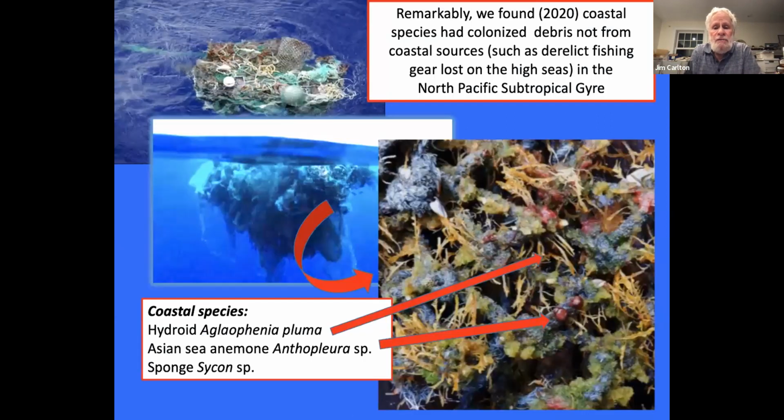And what we remarkably found was that on some of that debris, not tsunami debris, and not debris from coastal sources, because things like these large fishing nets are lost on the high seas, there were coastal species that had settled. Hydroids, our little friend the anemone, and sponges, polychaetes, and other species. And we began to realize that between this and the material that we were seeing after a decade that was still floating around out there, the coastal species were in fact surviving very well in the open ocean.